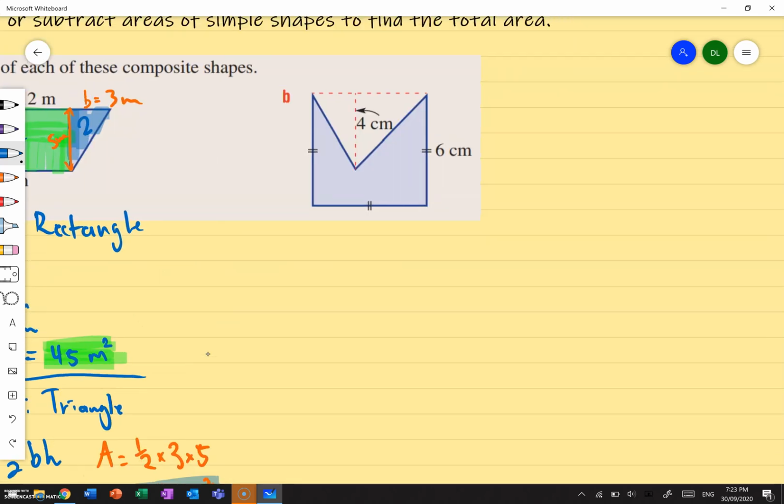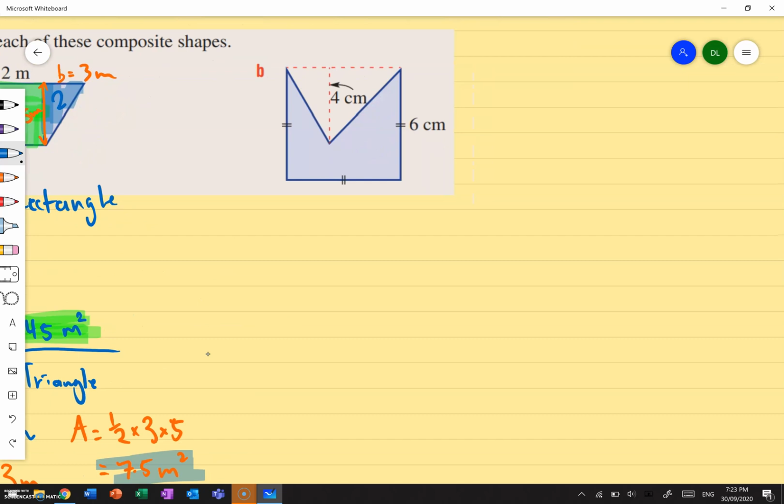Let's go over here to our second shape. This one's a little bit different because instead of cutting it up and adding the parts together, what I'm going to do is subtract. I know that this length here is the same as this length there because we've got those markings. So this has to be 6 centimeters and this one also 6 centimeters. You can tell that we've got a square and there's a triangle cut out of it.